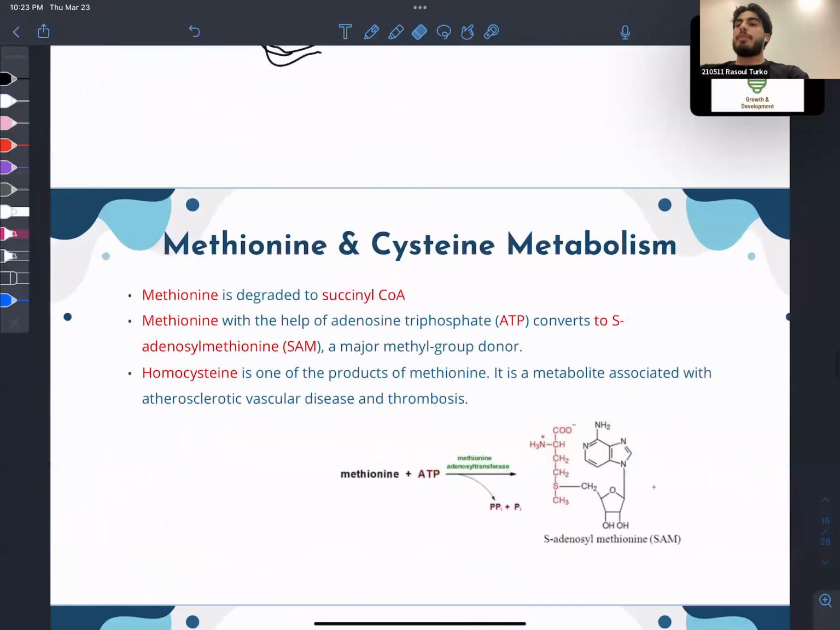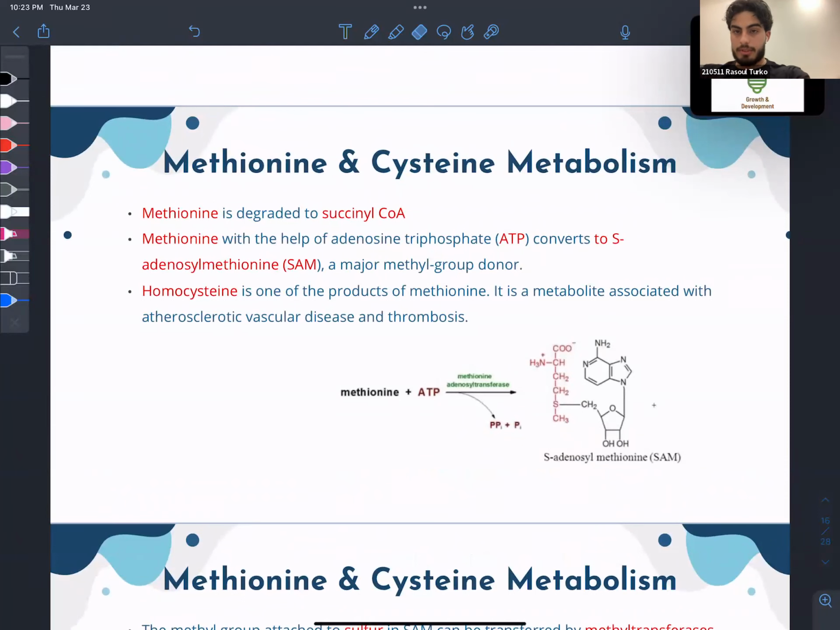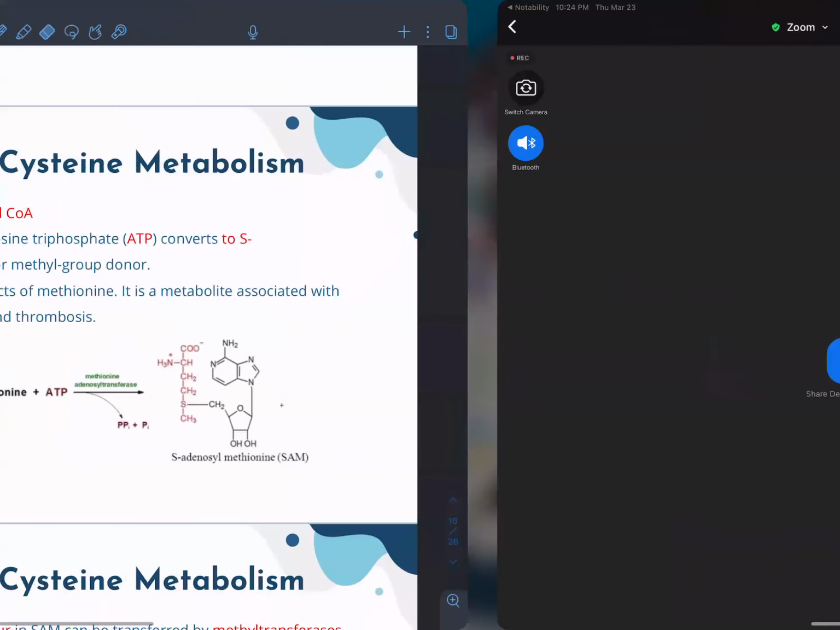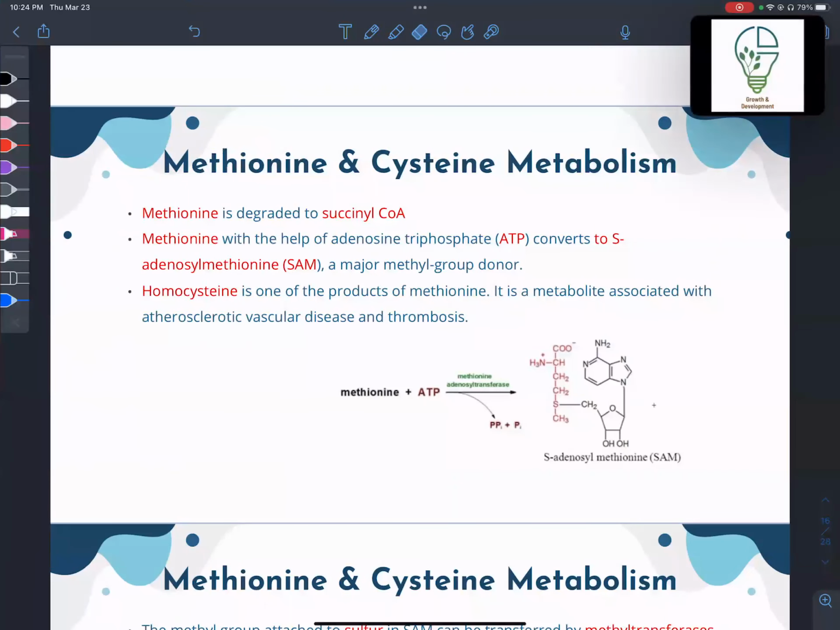Okay. So now for methionine cysteine metabolism. Am I going too fast? If you guys have any questions, stop me whenever. Yeah, it's fine. Don't worry. All clear. Okay. Sounds good.